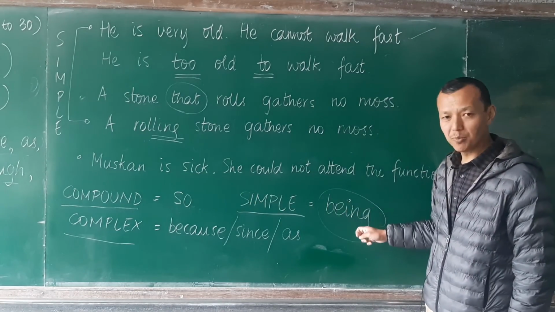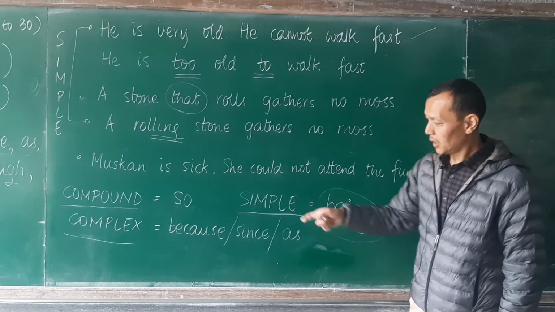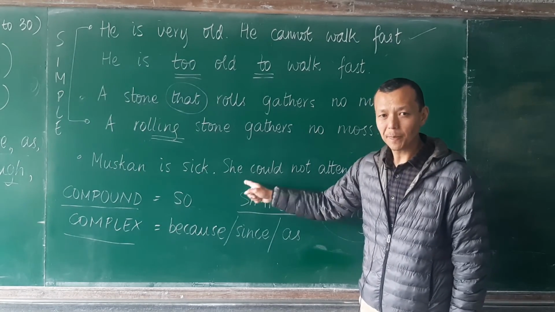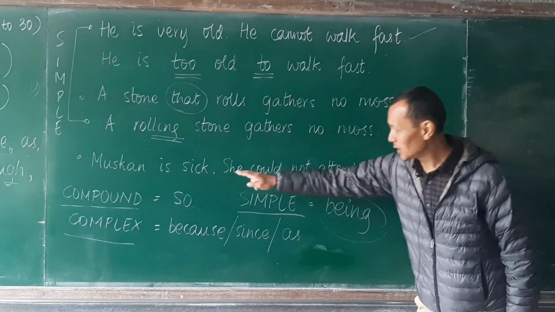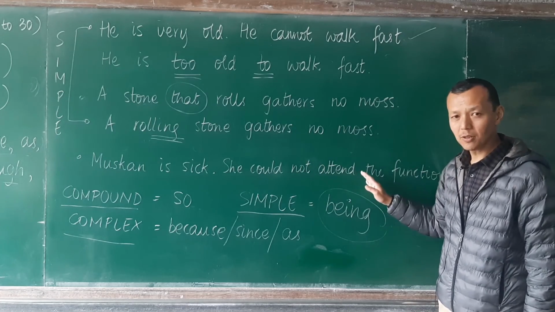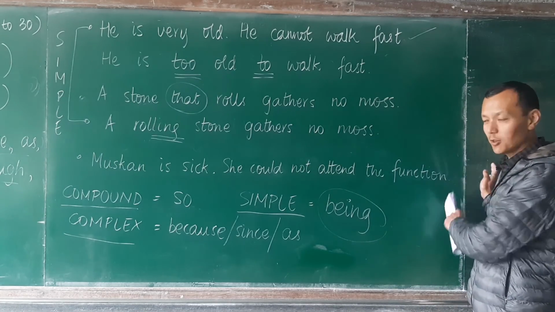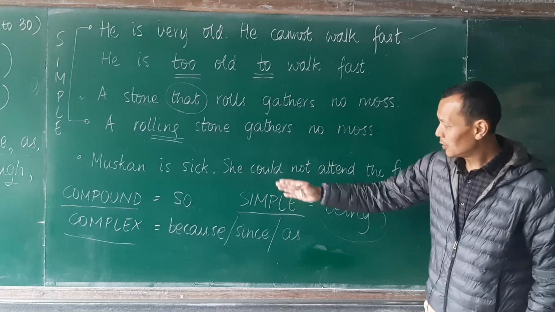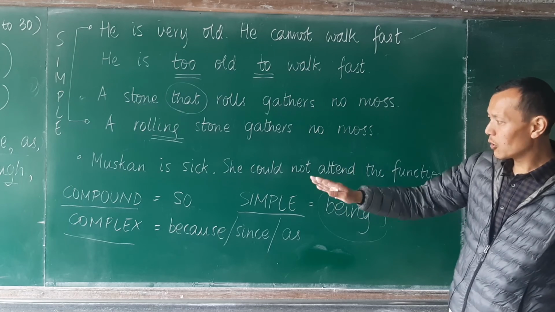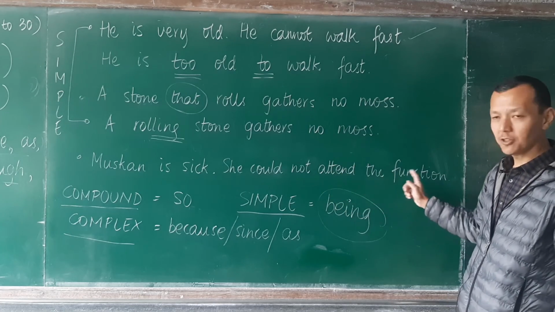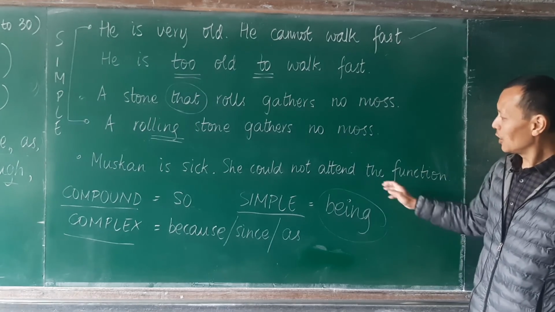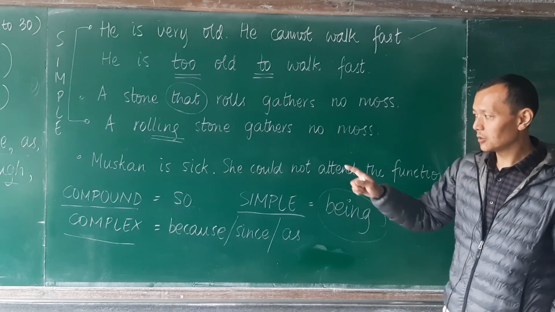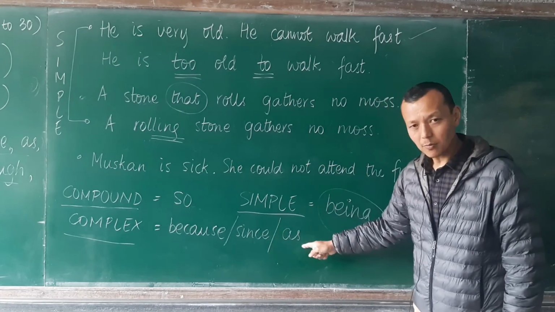If you write using so, you get a compound sentence. If you write using being, you get a simple sentence. If you write using one of those words, you get a complex sentence. Now mostly the question that comes is, mostly they will say at the end within brackets join into a complex sentence. So how will you join that? Because Muskan is sick, she could not attend the function. You could also say Muskan could not attend the function because she is sick. Same thing, means the same thing.